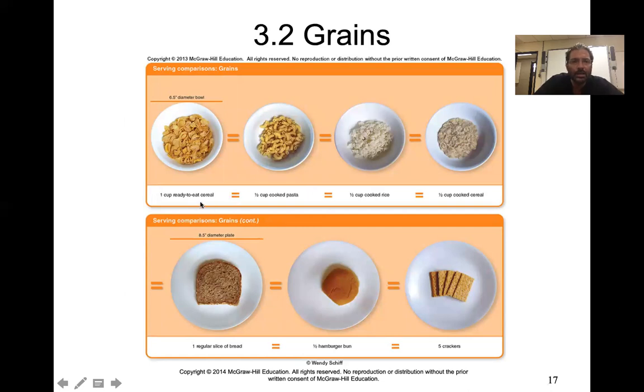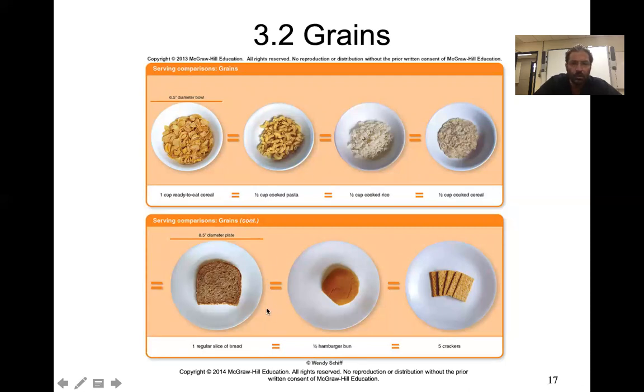1 cup ready to eat cereal, all right? 1 cup cooked pasta, 1 cup cooked rice, or 1 cup cooked cereal. All right, so I guess, and you can look at the serving size, all going to have about the same serving comparison. I mean, if I had to pick one of those to eat, I definitely would probably eat the cooked cereal, and it would have to be some kind of oatmeal, and it would be in the pellet form, not the stuff that comes in the bag that you throw boiling water on.